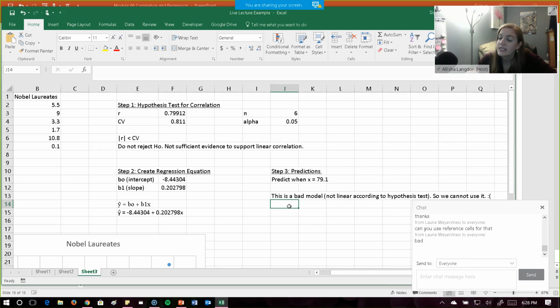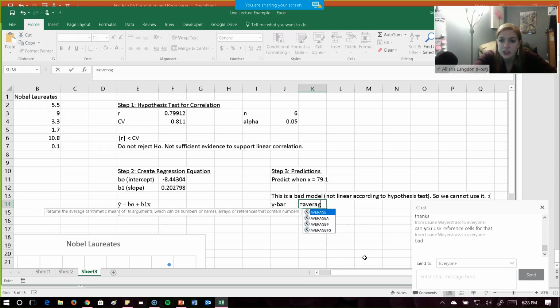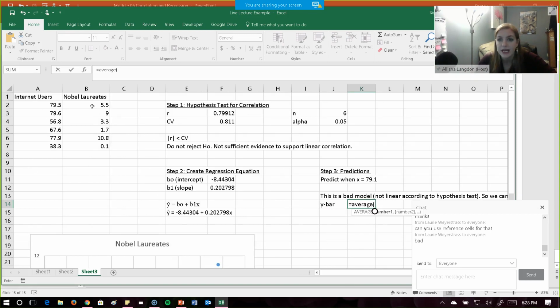So instead, when it's a bad model, we need to use Y bar. We need to use Y bar for predictions. And Y bar is actually the easiest thing to use. Just hit equals and then go over and type in average and make sure you're selecting the average of your Y values. Your Y values are your second column here, so we're just going to select our second column, close our parentheses, and we find that Y bar average is 5.0667.